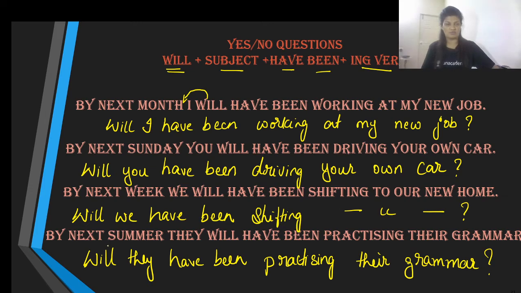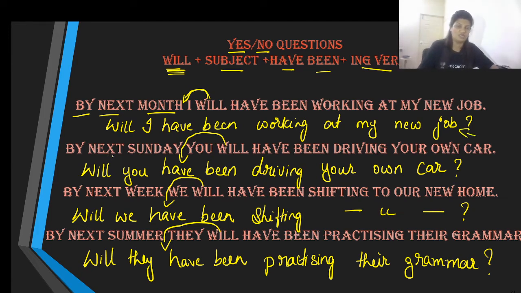Question mark. So to frame yes or no questions which demand the answer as either yes or no, you bring the auxiliary to the front like this. Will comes before the subject. And you frame your questions. By next month, will I have been working at my new job? Or you can put this phrase at the end over here as well. No rule that it can either be brought in the beginning or at the end.